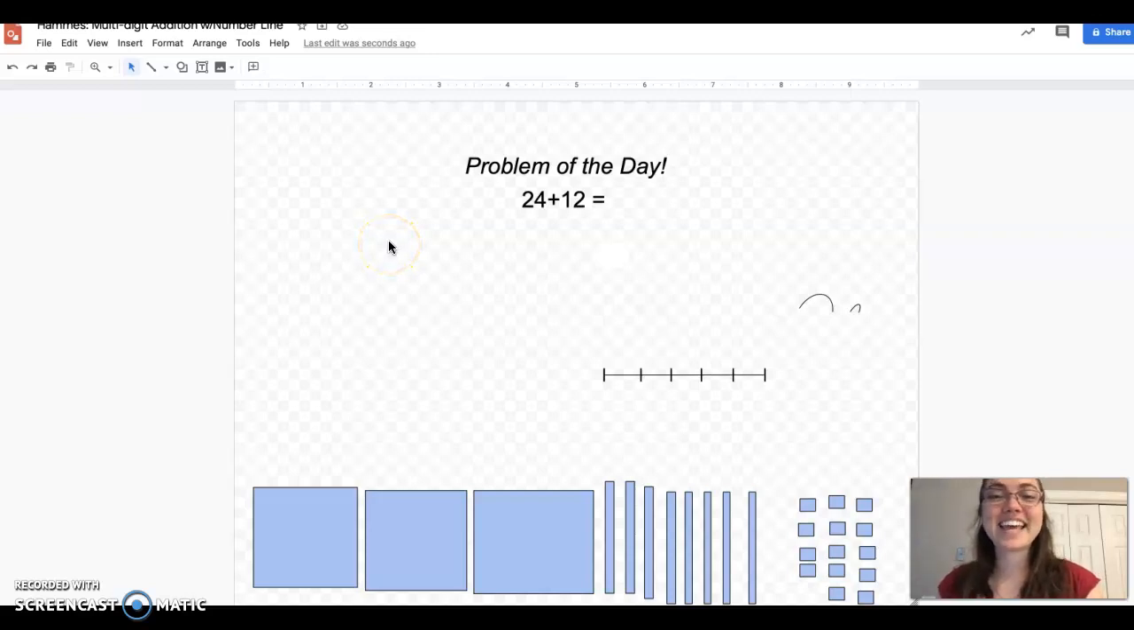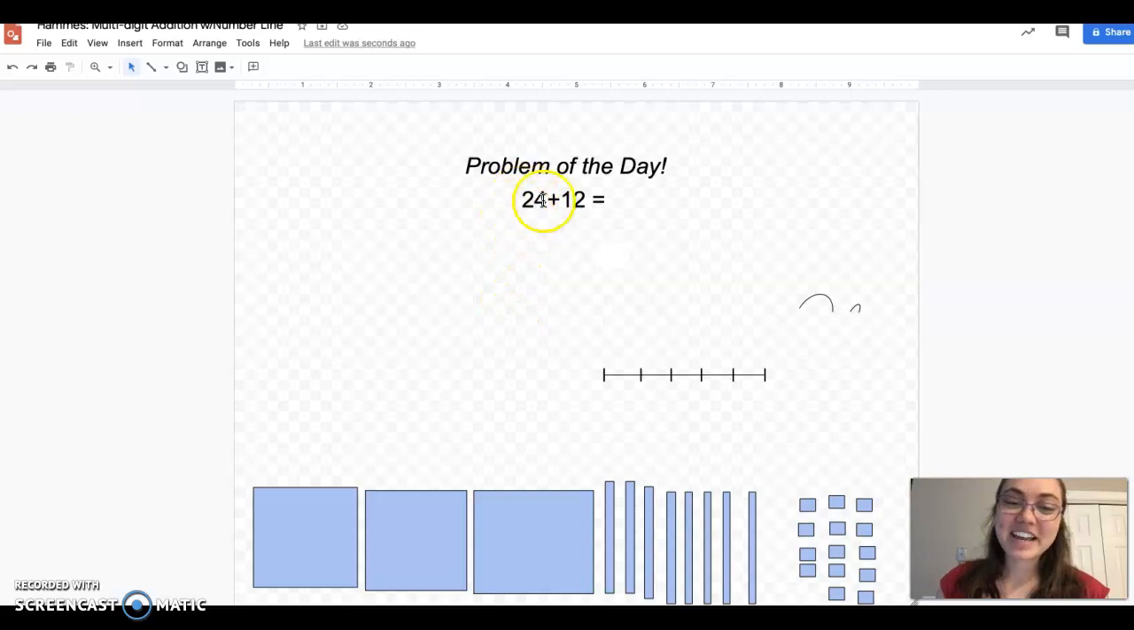Today we are going to look at adding two-digit numbers. Let's take a look at our number sentence. 24 plus 12. So is our answer going to be a smaller number or a larger number? Are we adding and combining two numbers, or are we taking away? We are adding two numbers, so our answer is going to be larger.